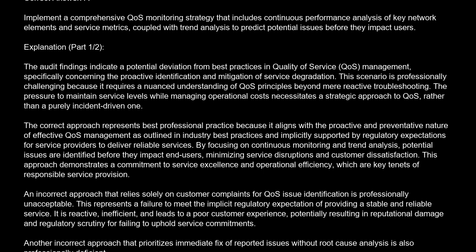It is reactive, inefficient, and leads to a poor customer experience, potentially resulting in reputational damage and regulatory scrutiny for failing to uphold service commitments. Another incorrect approach that prioritizes immediate fix of reported issues without root cause analysis is also professionally deficient.